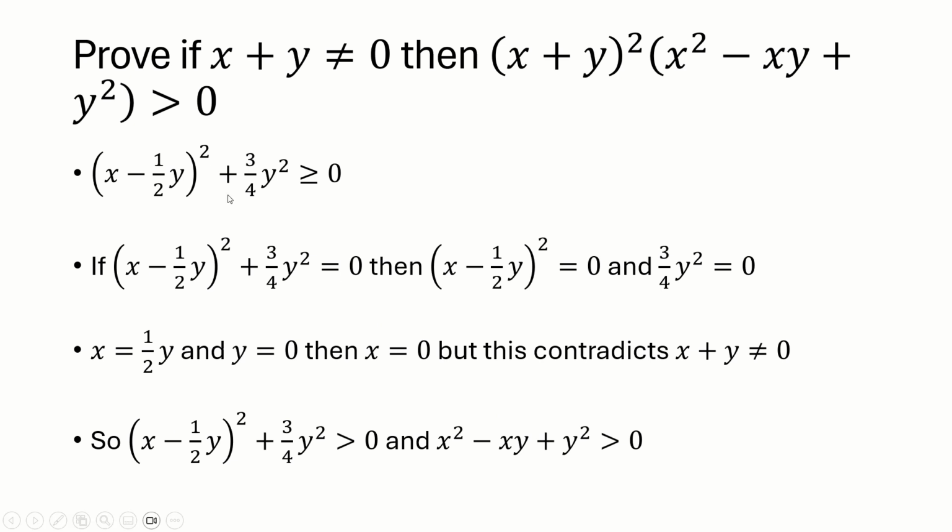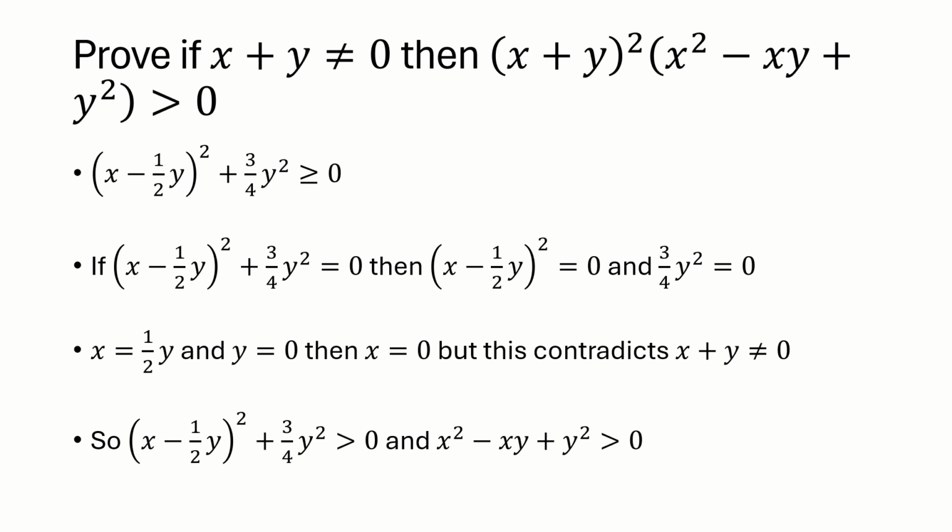Now, we know that this is going to be greater than or equal to 0 because you have a square plus a square. It cannot be negative, basically. It has to be bigger than or equal to 0. Now, let's look at when it is equal to 0. If we set that sum equal to 0, that means that each of these has to be 0 because each term cannot be negative.